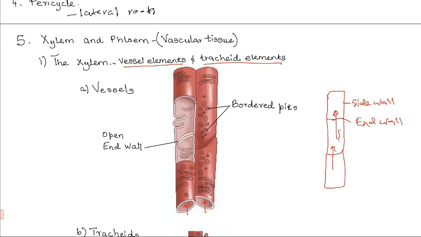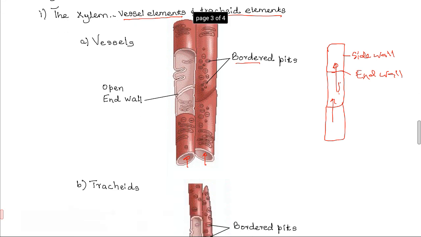The elements are made up of dead cells, and thus they cannot utilize the water and mineral salts that they conduct. And also, they all have bordered pits. Bordered pits are pores, tiny pores on the side walls, perforations on the side walls that permit lateral movement of water to the cells surrounding the elements. So those are the features that are common to both the vessels and the trachea elements. However, there are some important structural differences between the two.